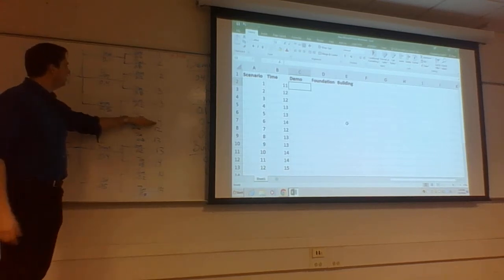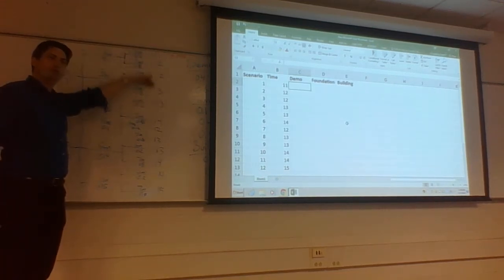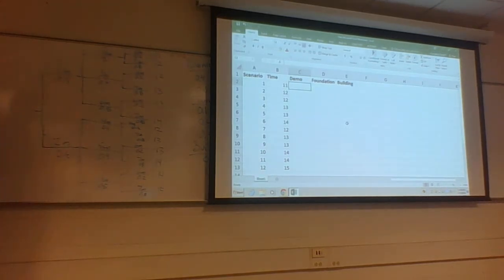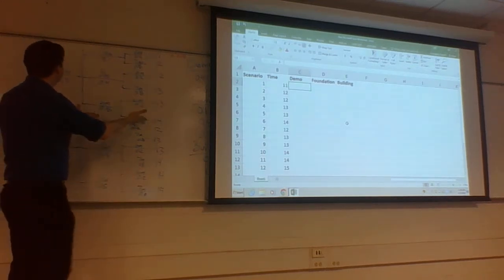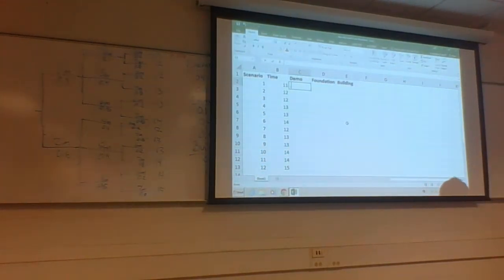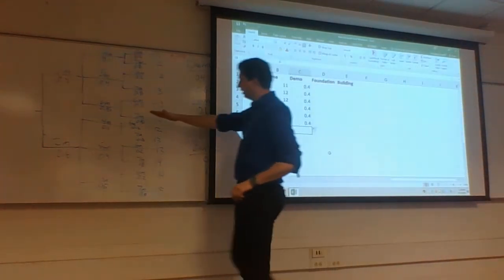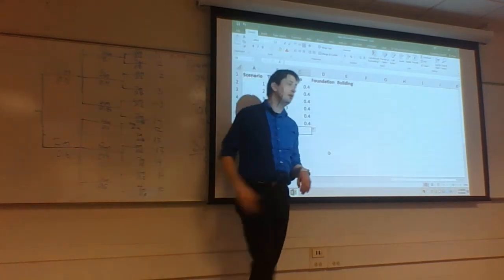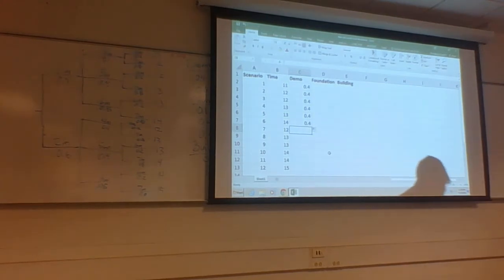Now, what do these top six scenarios have in common? Anyone, what do these top six have in common? Yeah, exactly. In all cases, the demolition took 1 month. There's a 40% chance of it taking 1 month, so we'll do 0.4 and copy this in the standard six. And these bottom six have a probability of 0.6, because what they all have in common is that the demolition took 2 months.